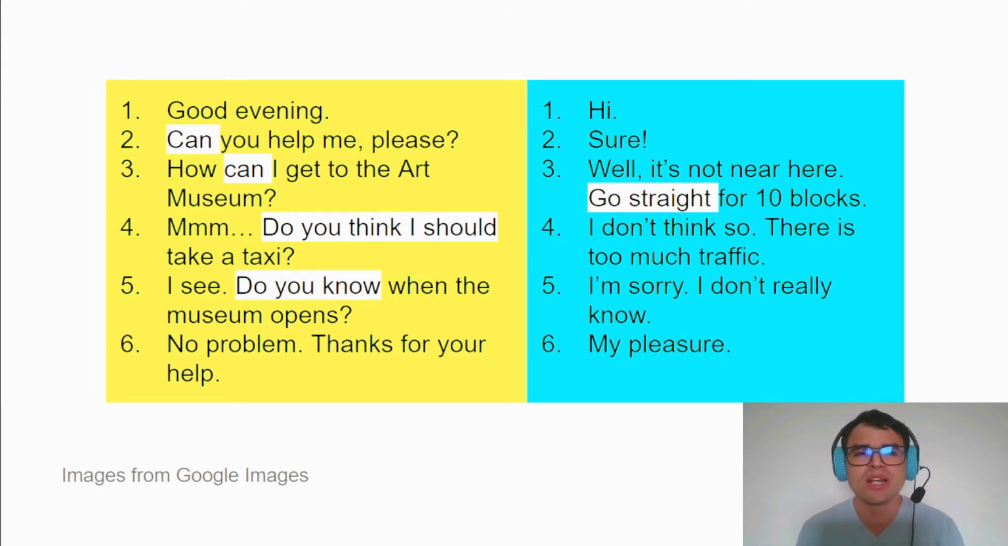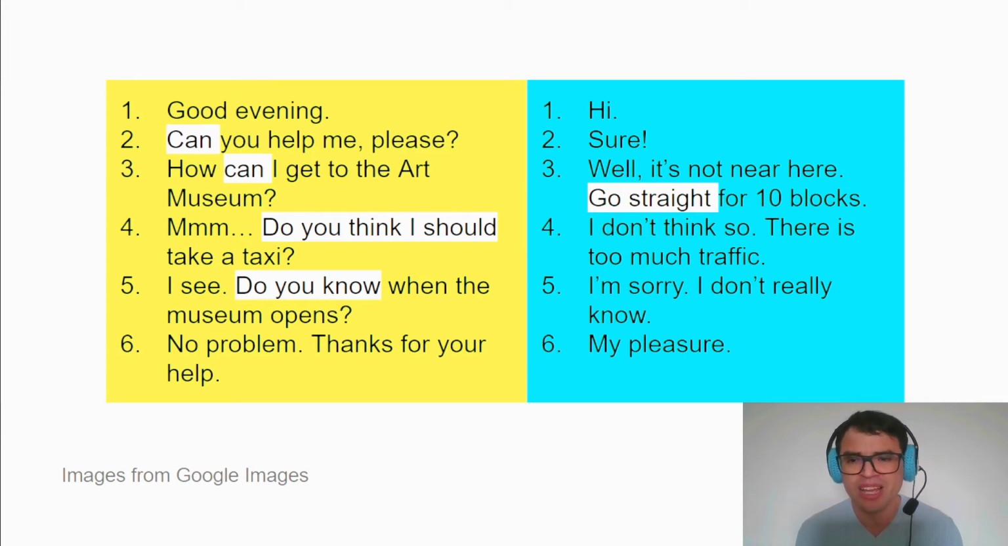For instance, number 1, good evening. Hi. Can you help me please? That's number 2. Sure. How can I get to the art museum? Well, it's not near here. Go straight for 10 blocks. Number 4. Do you think I should take a taxi? I don't think so. There is too much traffic. Number 5. I see. Do you know when the museum opens? Light blue.